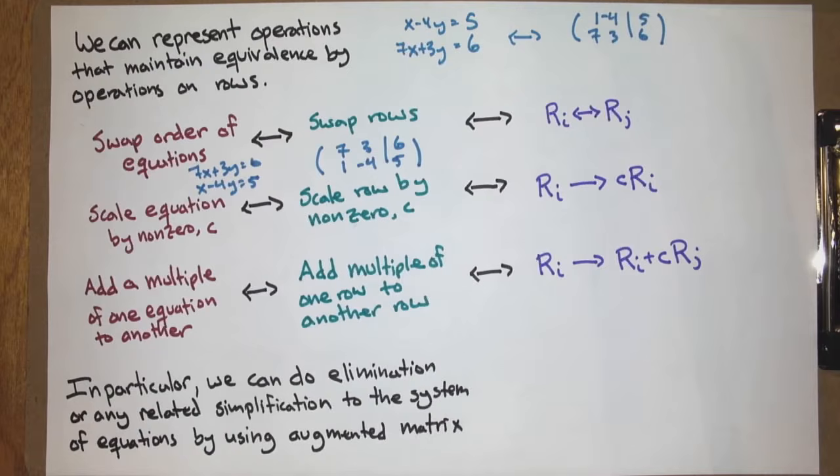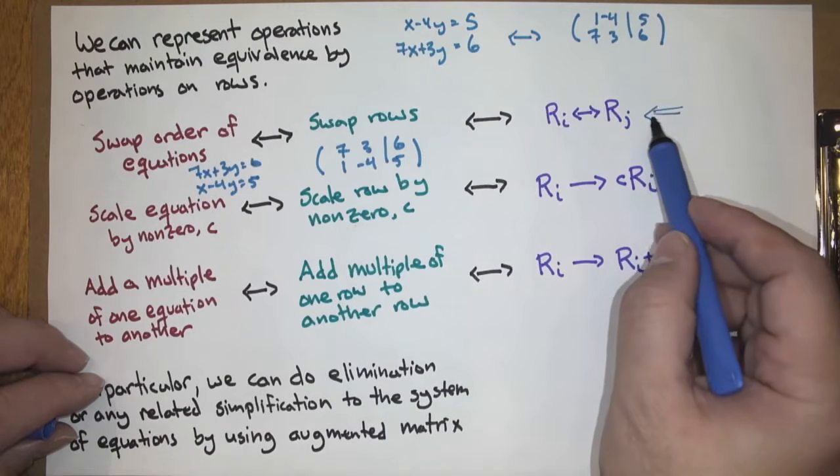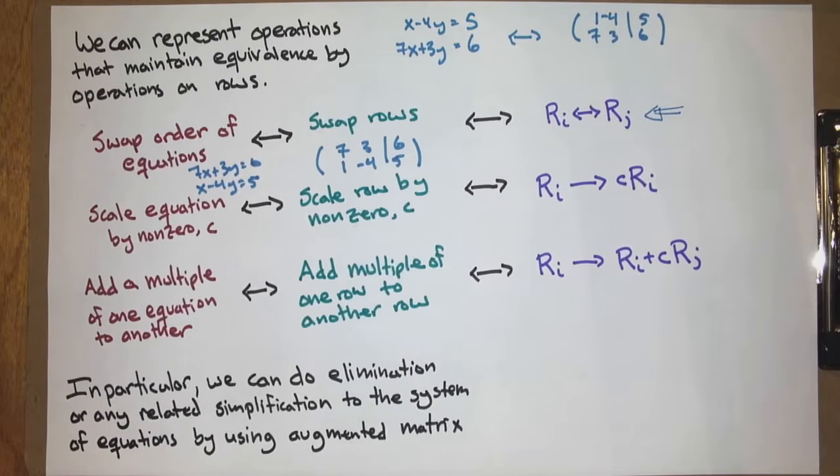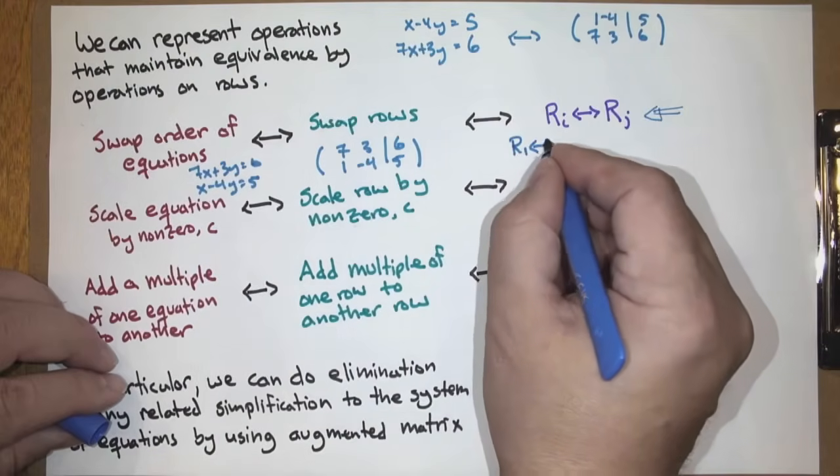It's still the same system with respect to the solutions. Any solution that I had before remains a solution. Any new solution was also an old solution. All right. We can denote this by just saying, swap rows. So row i is trading places with row j. In this case, we would say row 1 is swapping places with row 2.